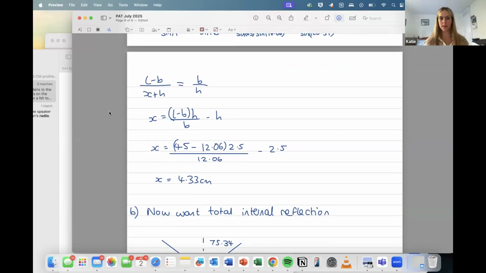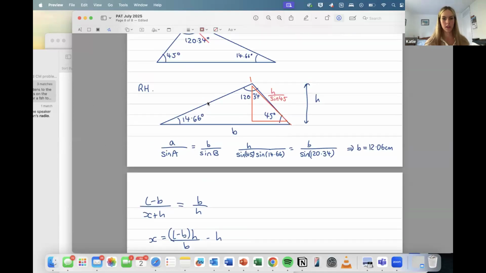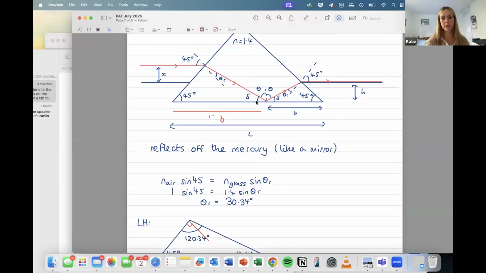Is there any specific parts about that? So how do you know that they're similar triangles? So we know from the question that both of these angles in the corner are 45 degrees. We know that the angle delta must be the same since it's reflecting, so they must be the same angle. And these two interfaces are equivalent, basically.